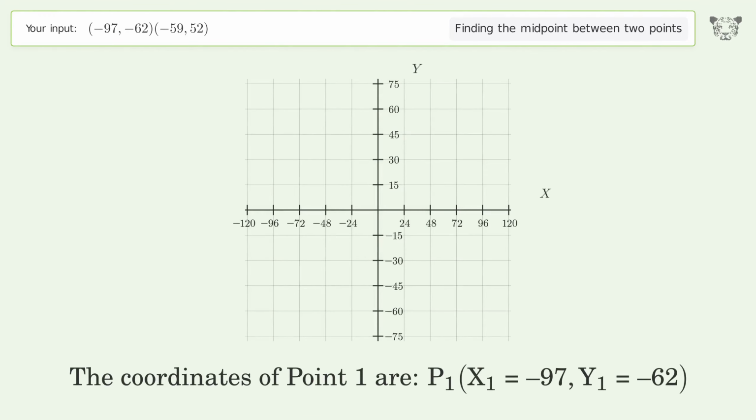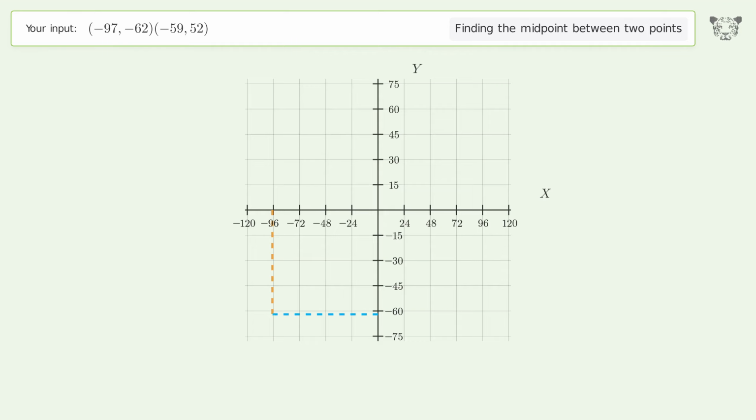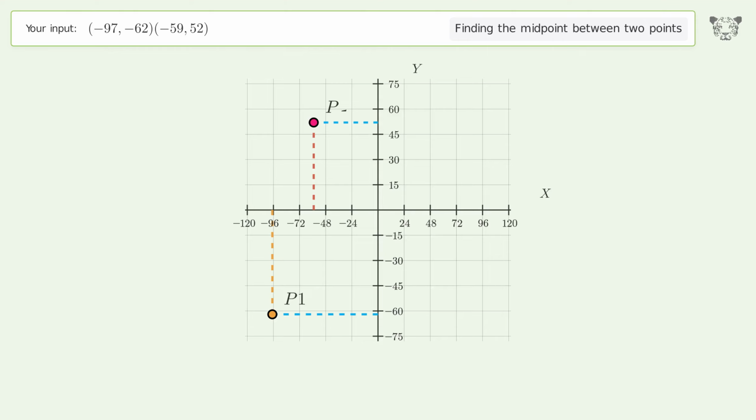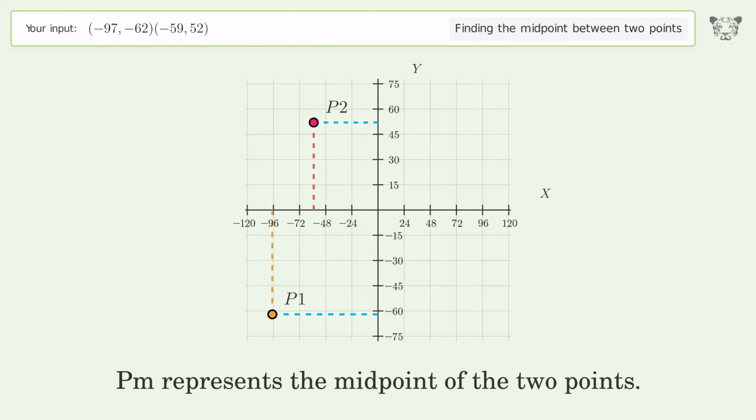The coordinates of point 1 are x1 equals -97, y1 equals -62. The coordinates of point 2 are x2 equals -59, y2 equals 52. PM represents the midpoint of the 2 points.